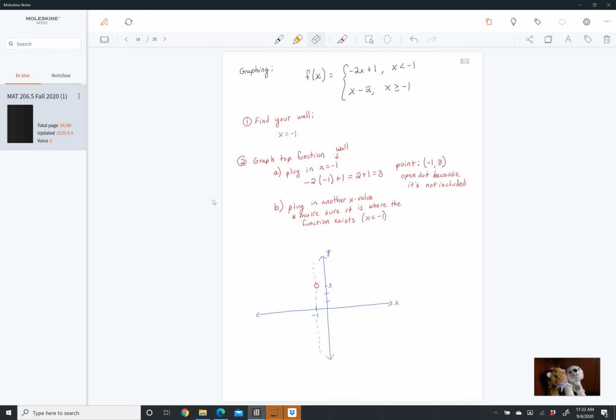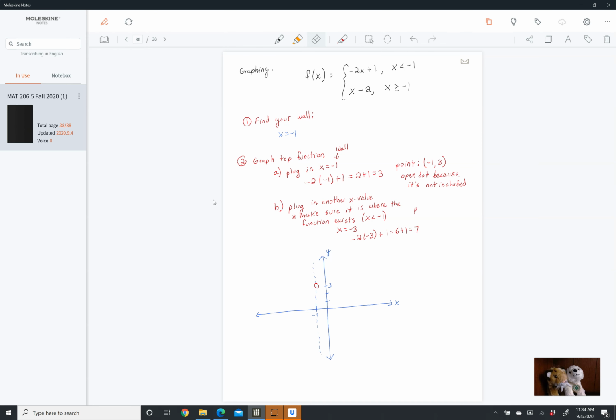Now you only need 2 points to make a line. So it could be negative 2, that would be fine. It could be negative 3, that would be fine. Okay. So we're going to plug in, let's say x equals negative 3, just to give us a little bit of space. So if we plug in negative 3, we get negative 2 times negative 3 plus 1. This gives us 6 plus 1, or 7.